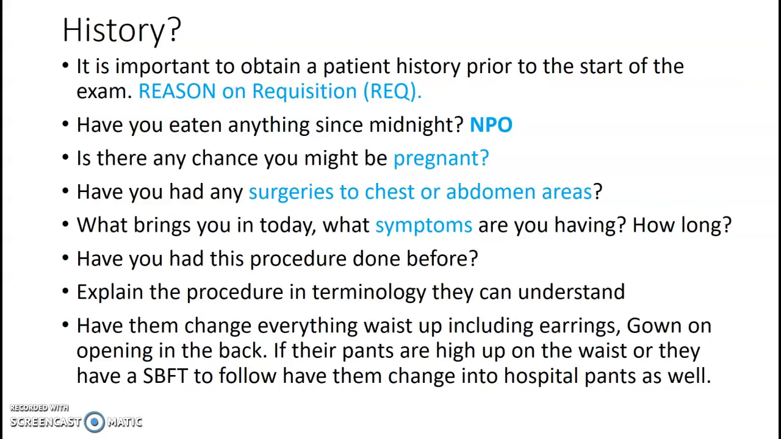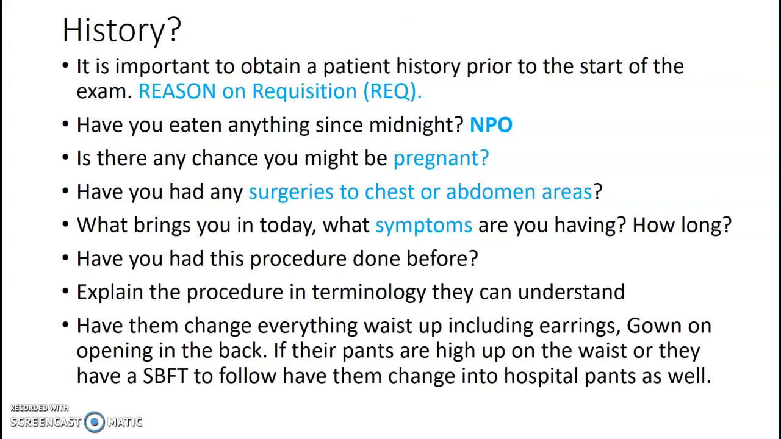You're going to ask your patient their history, but before you do that, I want you to really look at your requisition and read the reason. What is the reason that this patient is coming in for? Ask your patient, have you had anything to eat since midnight? Remember that NPO term, nothing by mouth, right? Is there any chance you might be pregnant? Have you had any surgeries to chest and abdomen areas?